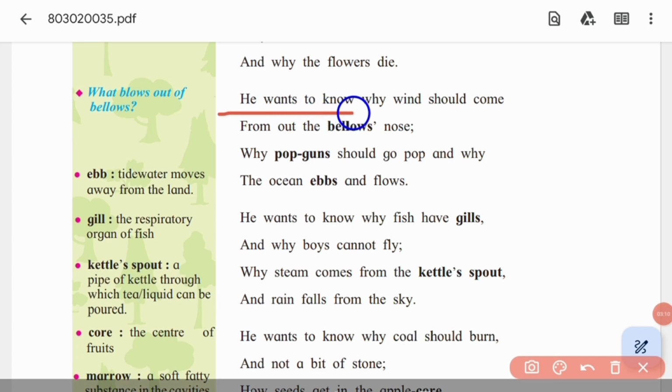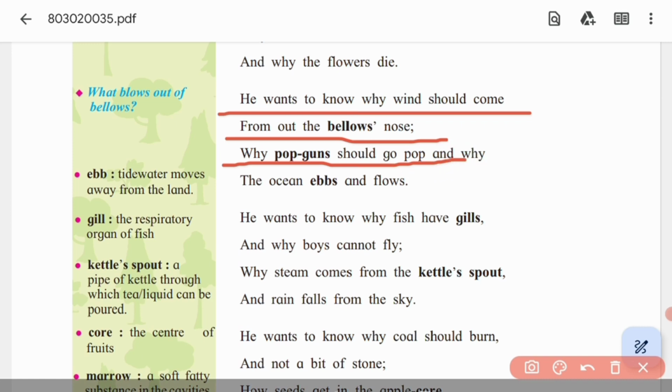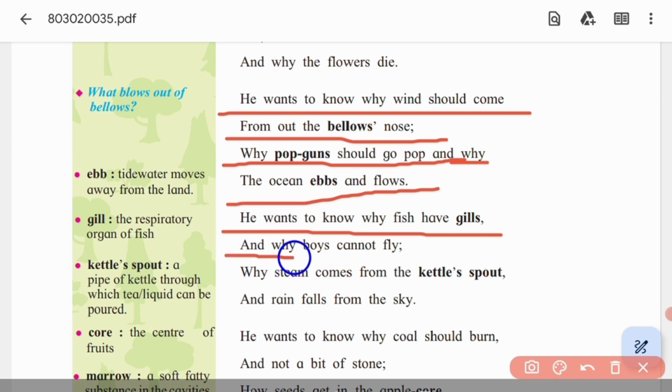He wants to know why wind should blow, why pop guns should go pop, and why the ocean ebbs and flows. He wants to know why fish have gills and why boys cannot fly.